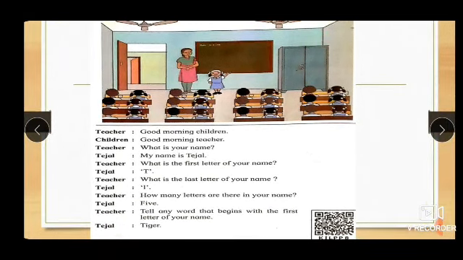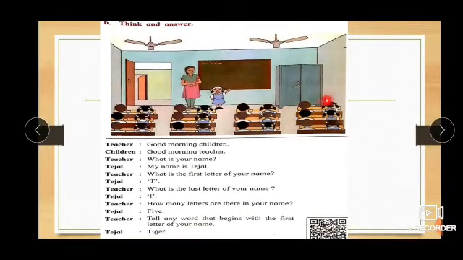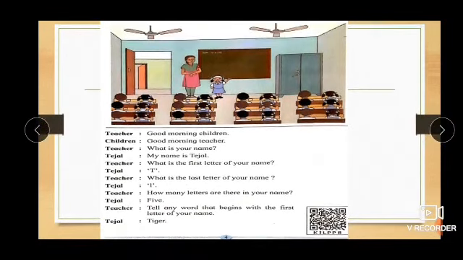Okay children, can you see the picture here is of a classroom. Our teacher is asking Tejal what is the first letter of her name. So she replied letter T. And the last letter of her name is letter L. How many letters are there in her name? So shall we count on fingers? T, E, J, A, L. All together are 5 letters. And the word she made from the first letter of her name is tiger.